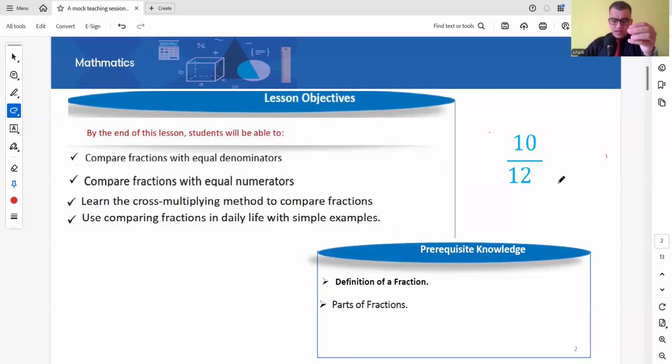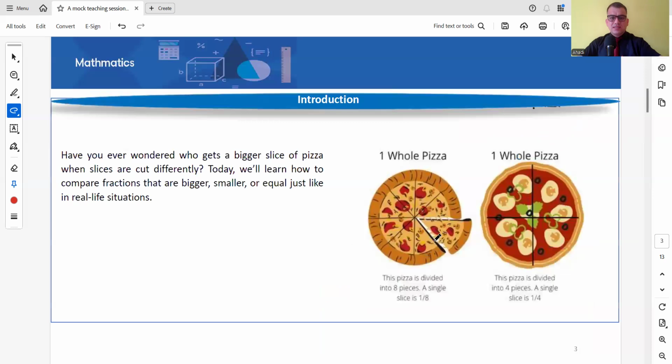Very nice. Yes, Sam, please tell me in this fraction what is the numerator? What is the denominator? Nice, very nice. Yes, then is the denominator. And Sophia, what is the denominator in this fraction? Very nice. Yes, 12 is the denominator. Very nice. Now let me begin today's class.